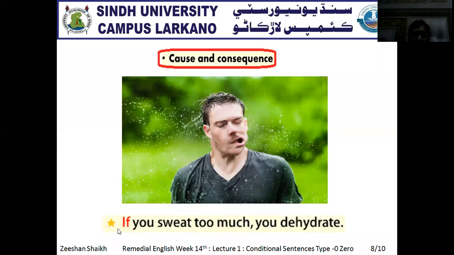Now, what is the first sentence? If you sweat too much, this becomes the cause, because the cause always comes first, and the consequence or result comes after the cause. Now, if you sweat too much, this is the cause, and the result is that you dehydrate. This becomes the consequence. It means you will have the problem of dehydration. Some students have diarrhea or loose motions because of dehydration. Clear?